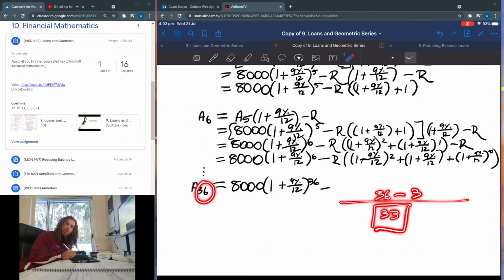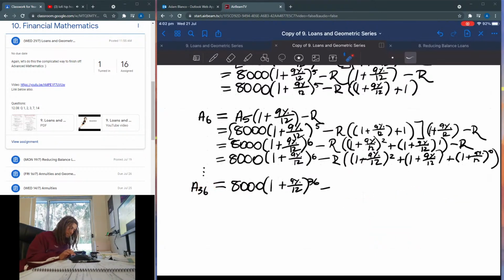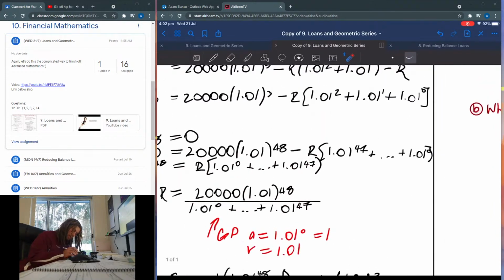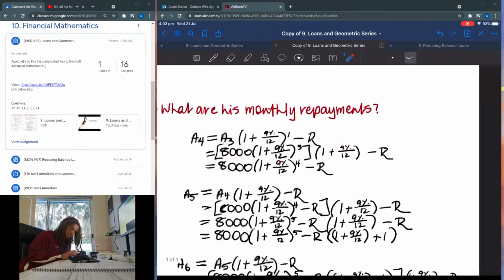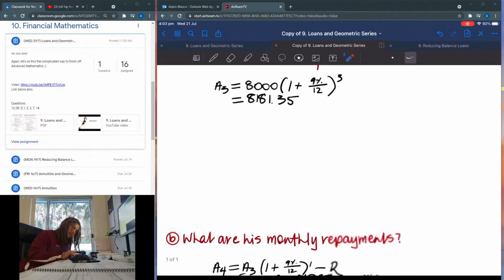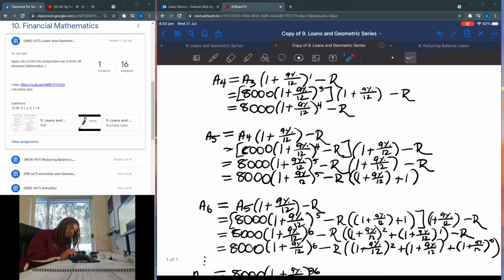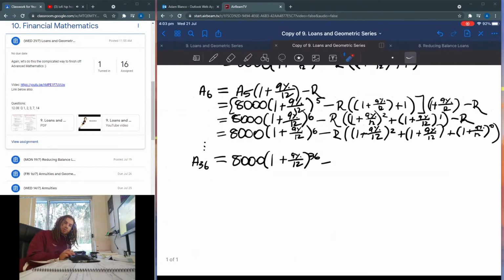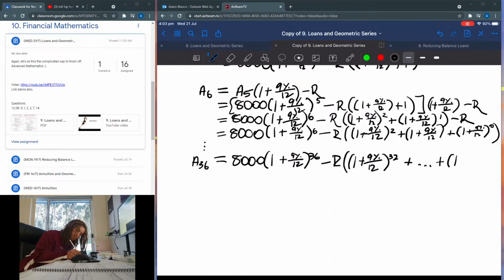Now, the reason there's 33 and not 1 less like before, so remember here there were 48 terms. The reason there's not 36 terms here is because I didn't pay anything for the first 3 months. So there's actually going to be 3 less than 36, 3 less than my full thing. So that's going to be 33. It starts at 0, so that means the last term is going to be 32 plus blah blah blah plus 0.